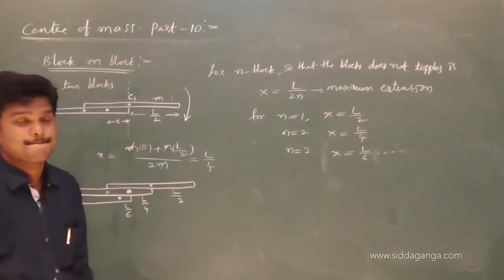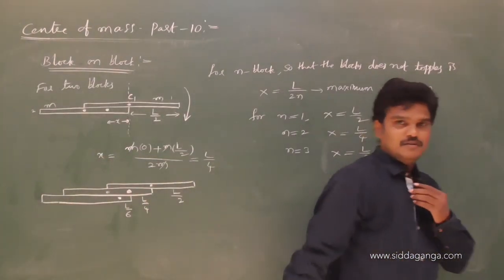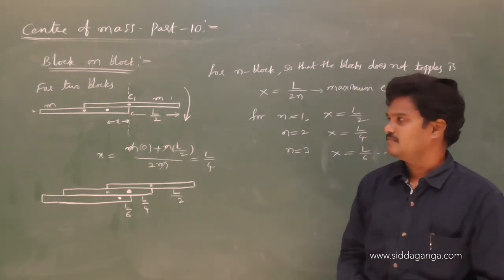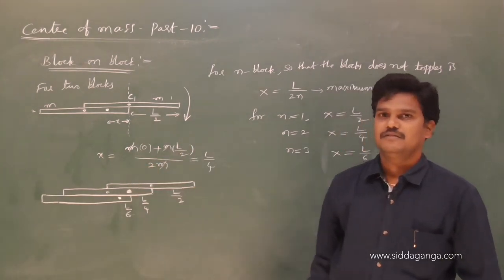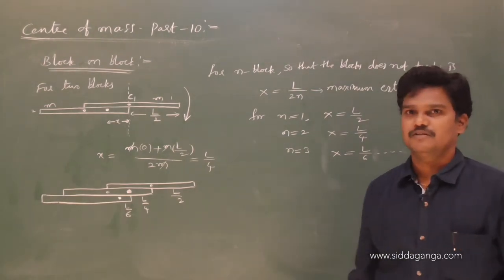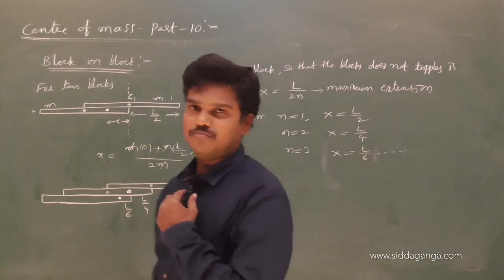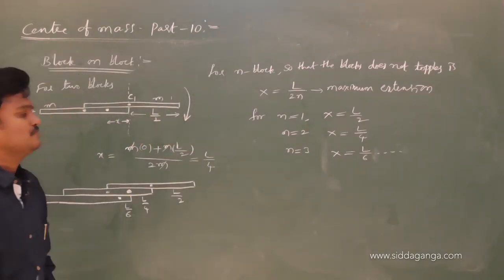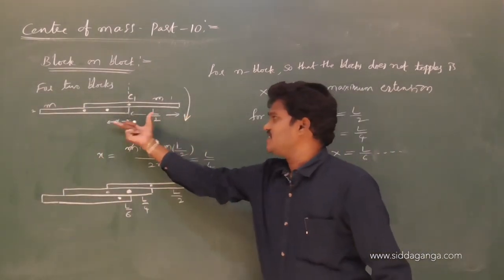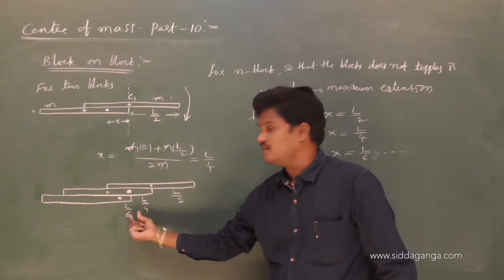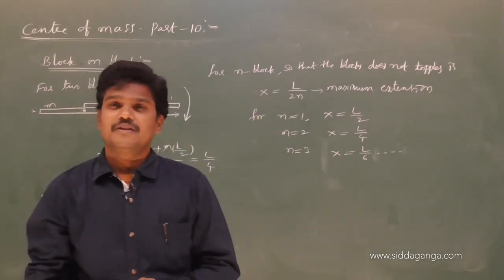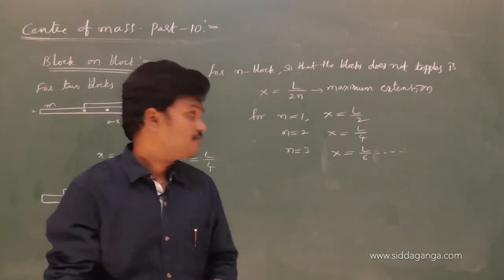See, this is the way, keep it in mind, okay. If they give 4 blocks, L by 2 into 4, L by 8, the next extension is L by 8. This is useful in solving some problems. Next time I'll give one good question from H.C. Verma book. These are the unequal distances: L by 2, L by 4, L by 6, L by 8, L by 10. Now they give n number of blocks. Okay, first you take this, I'll wait.